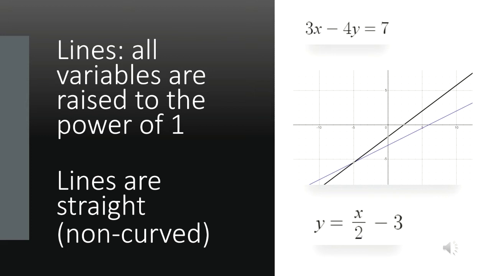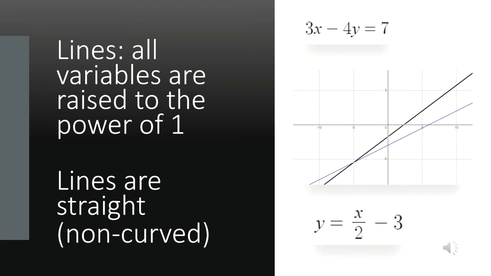Lines are a very common, very important type of function and graph. Lines are recognized in terms of their formula by the variables being raised only to the first power. So 3 times x minus 4 times y equals 7 is an example line. Y equals x divided by 2 minus 3 is an example line.